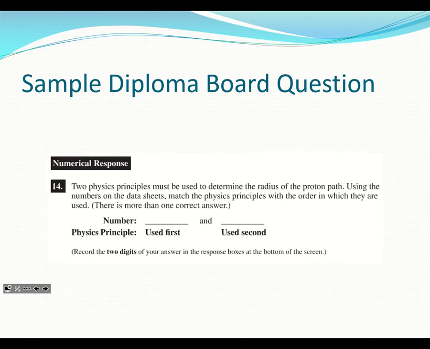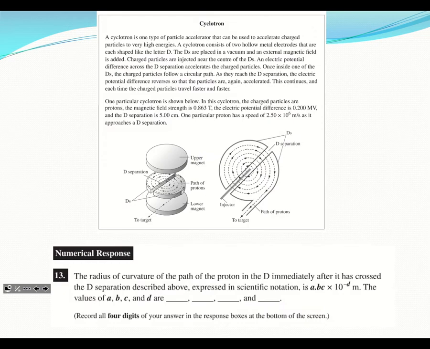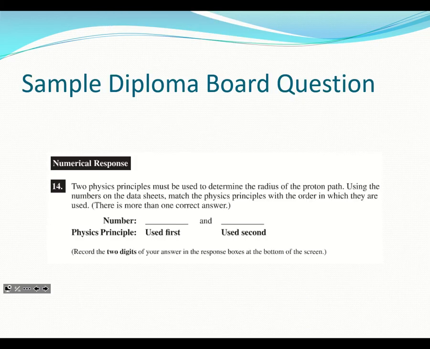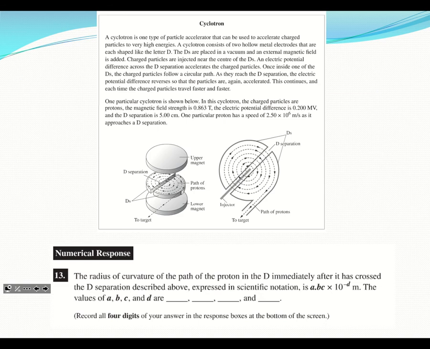Two physics principles that must be used to determine. Oh, these guys go together. That's weird that this one's first. This should be second. Anyways, so this is a cyclotron question. A cyclotron is one type of particle accelerator that can be used to accelerate charged particles to very high energies. So this shows a little diagram. I'm not going to read this whole thing because I know how it works.